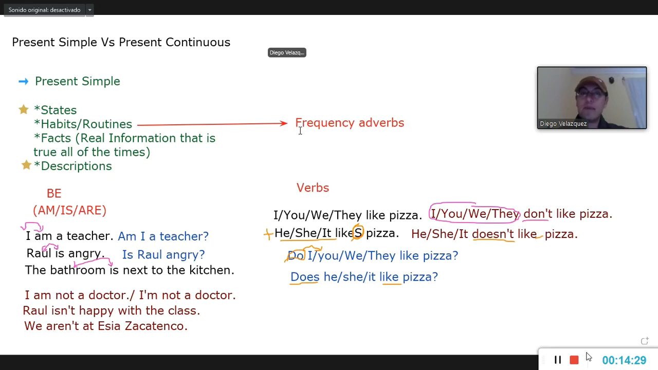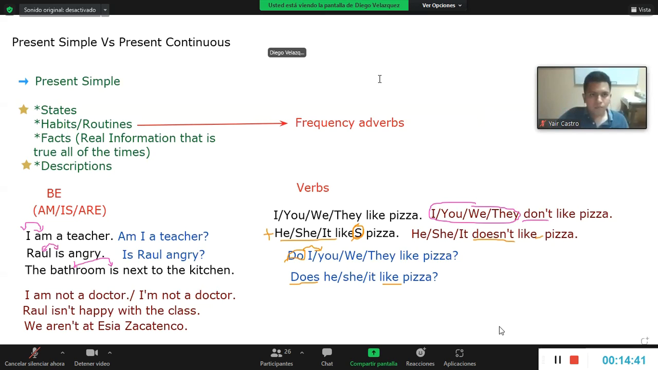One of these possibilities, my friends, is when I use the frequency adverbs. Do you remember the frequency adverbs, people? Yes, teacher. Yes, what are the frequency adverbs? Tell me.